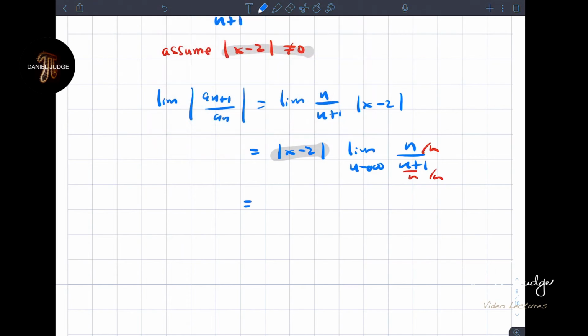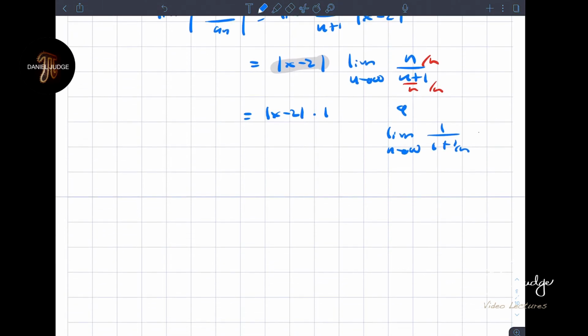And you see this is the absolute value of x minus 2. And that's going to be times 1. Because you say, why 1? Well, this portion is a limit of 1 over 1 plus 1 over n as n gets big. And this goes to 1. So that's times 1. Isn't that equal to 1? So you get the absolute value of x minus 2. Now, in order to have convergence, this has to be less than 1. And then you have convergence.